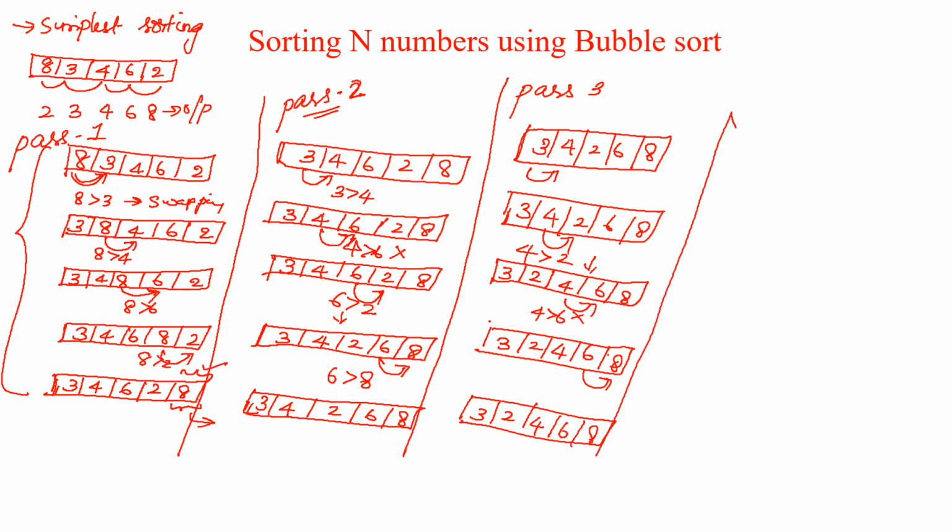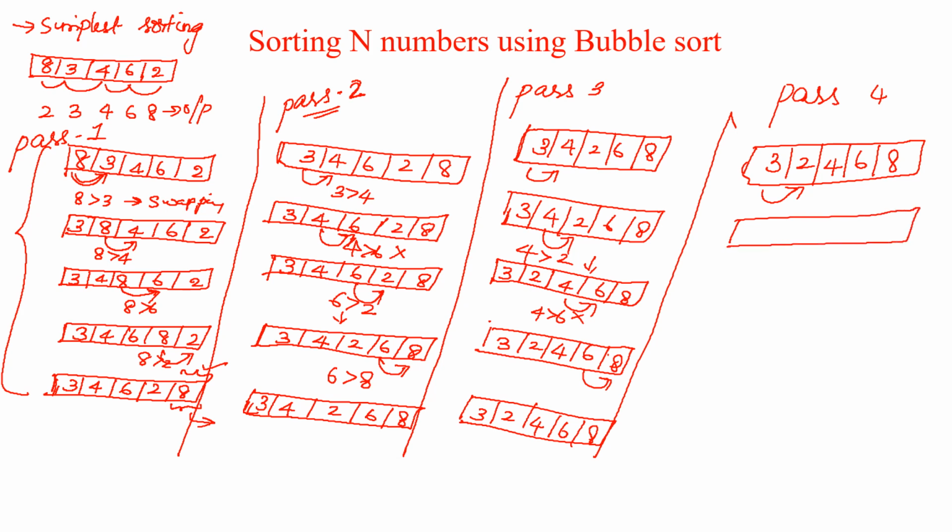Now you will be having the next pass, pass 4. So in the pass 4, what will be the condition? 3, 2, 4, 6 and 8, right? So now the first two elements will be again checked together. So whether 3 is greater than 2, yes, 3 is greater than 2. So there will be swapping. So you will be having 2, 3, 4, 6 and 8.